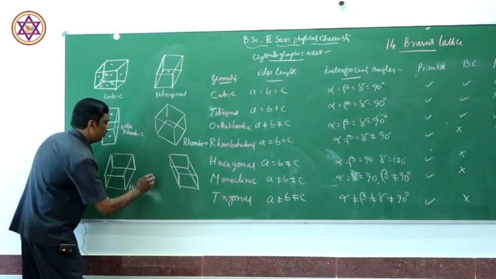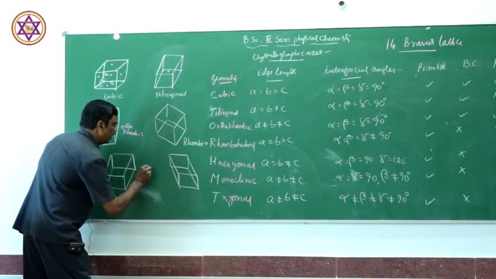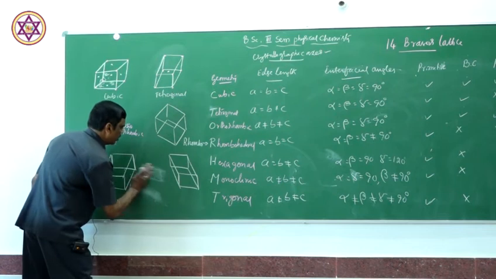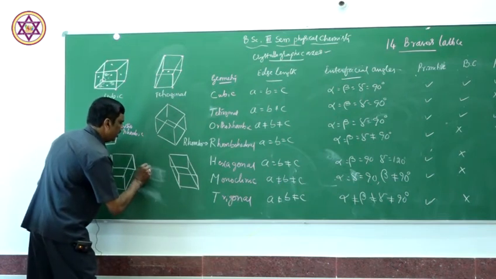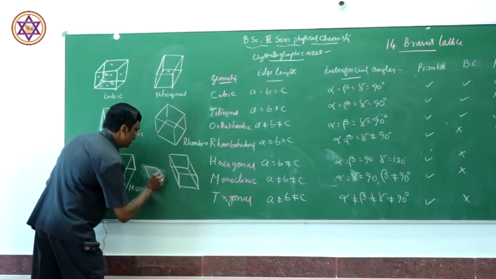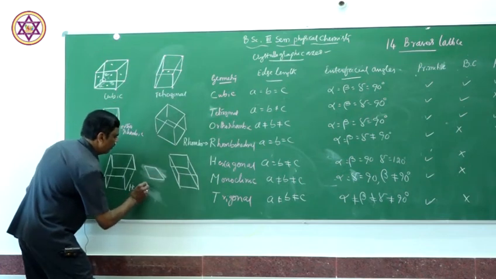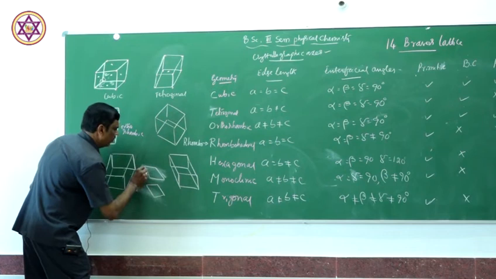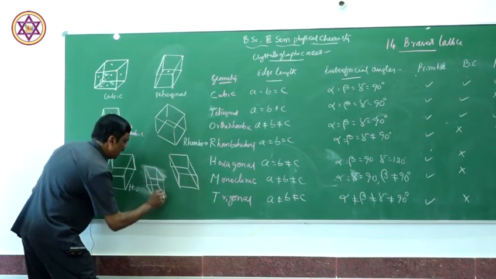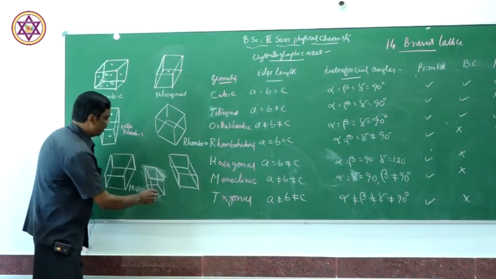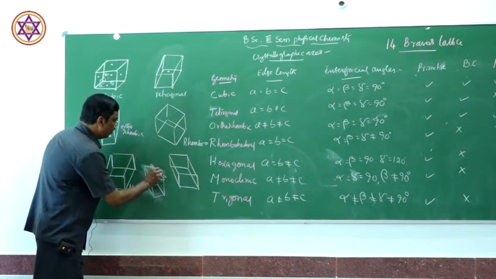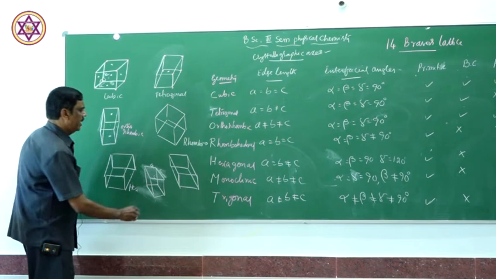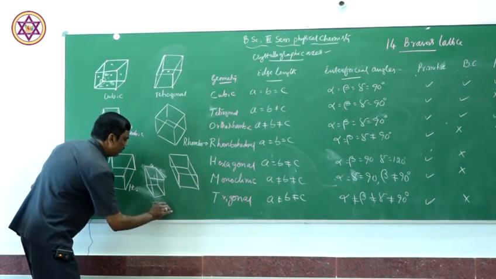a ≠ b ≠ c, and the angles are not equal. Like this. So this trigonal has a ≠ b ≠ c, and all the angles are not equal to 90, and this is trigonal.